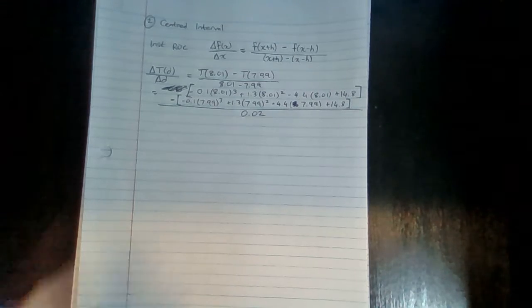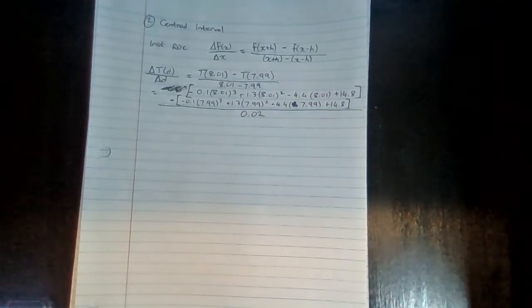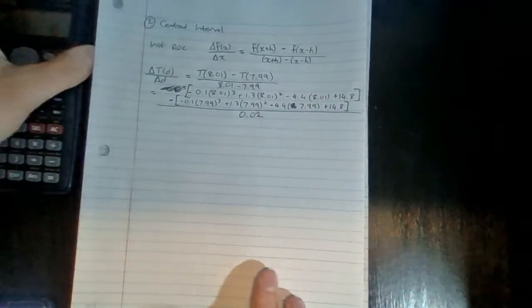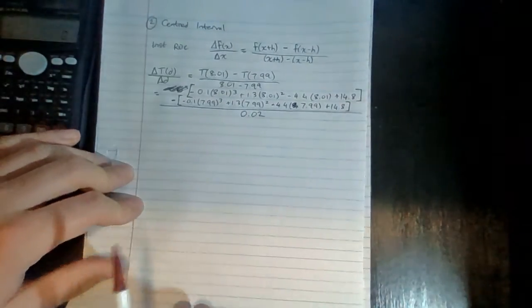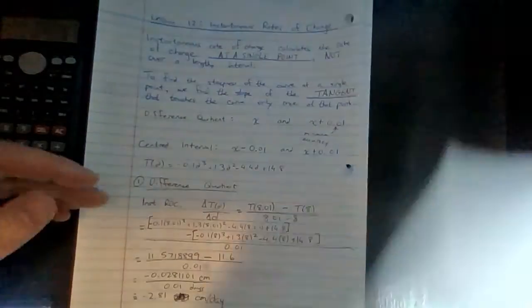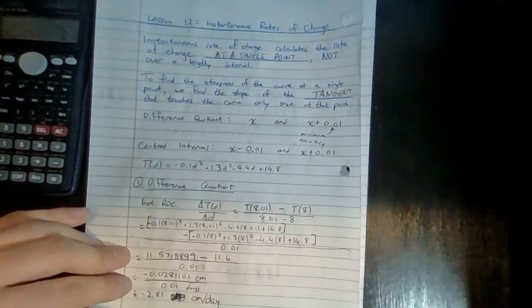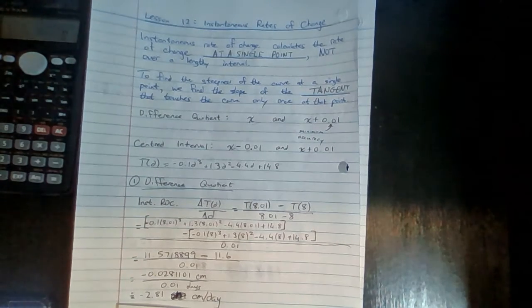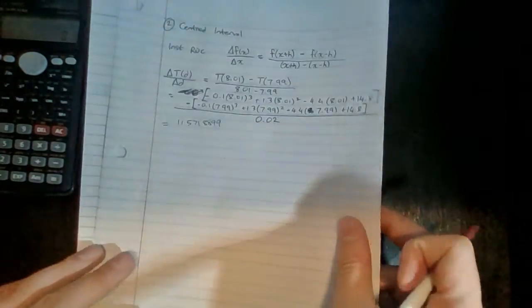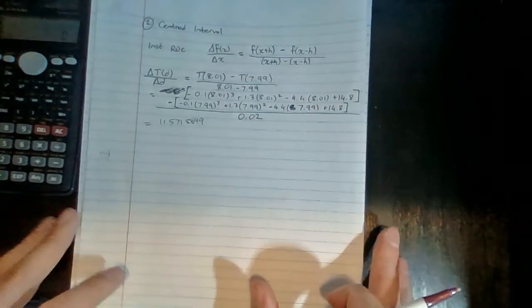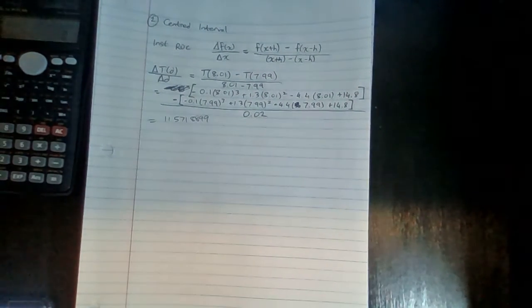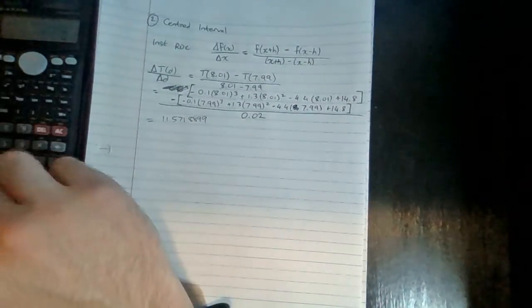So we're going to calculate T of 8.01. We already did that in the last question. T of 8.01 was 11.571889. So we did that in the previous difference quotient. But we do need to see what is T of 7.99.